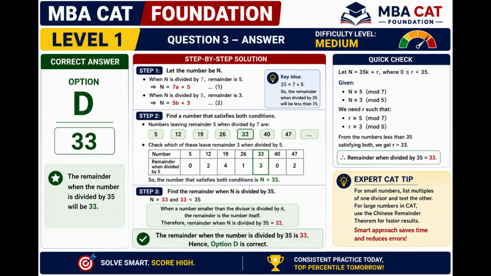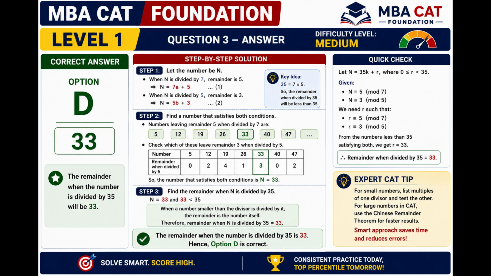Step 2. Apply the second condition. Now let's check which of these numbers leaves a remainder of 3 when divided by 5. 5 divided by 5 leaves remainder 0. 12 divided by 5 leaves remainder 2. 19 divided by 5 leaves remainder 4. 26 divided by 5 leaves remainder 1. 33 divided by 5 leaves remainder 3. That's exactly what we need. So, the smallest number satisfying both conditions is 33.